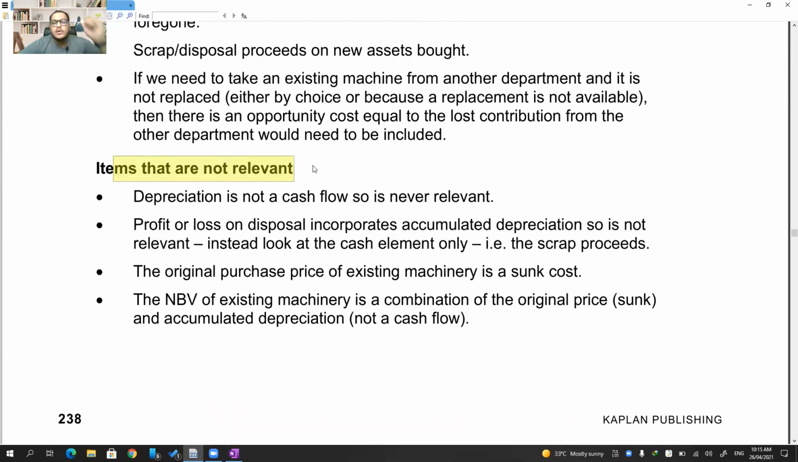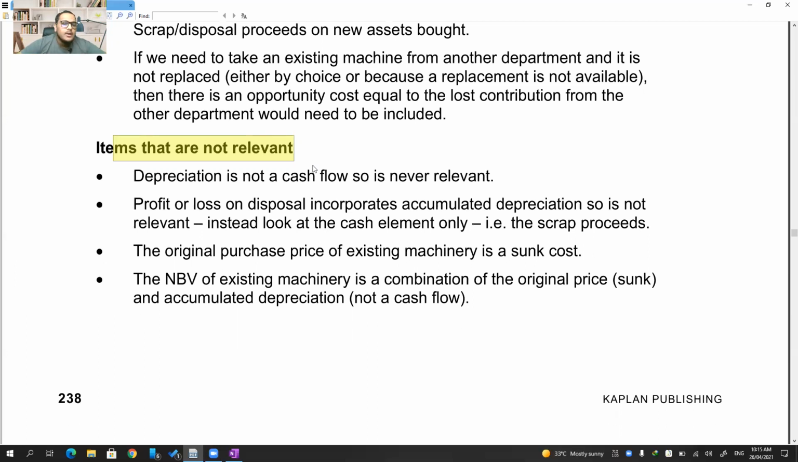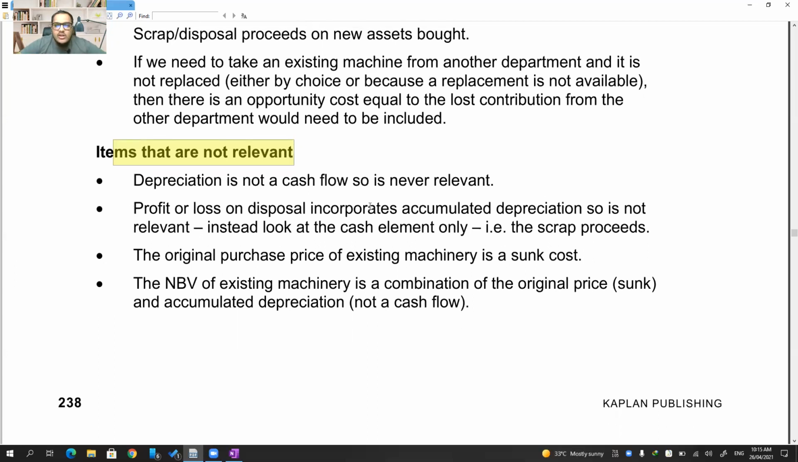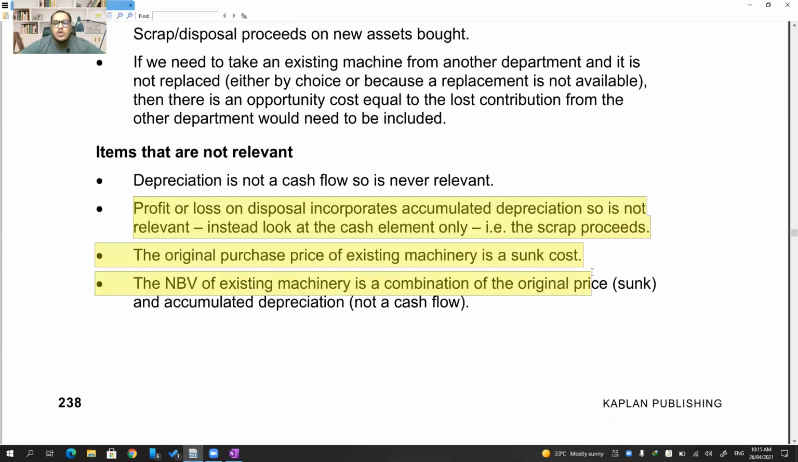Non-relevant expenditures, sir, please understand: depreciation is not a relevant cost because we look at future incremental cash flows, and depreciation is not a cash flow. Depreciation will never ever be a relevant cost. It is always irrelevant. Okay. Next, profit and loss on disposal incorporates accumulated depreciation, so that is the reason it is also not relevant.